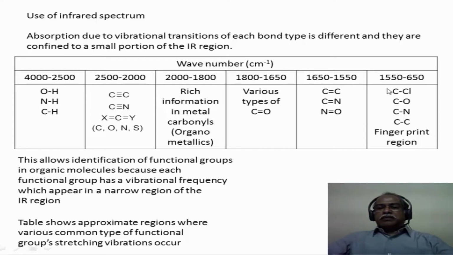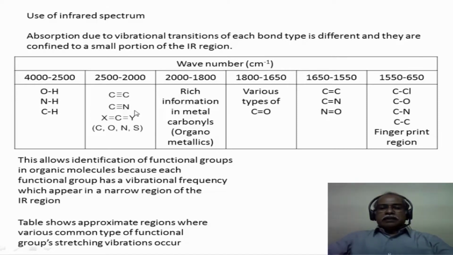The region between 1550 and 650 is actually the fingerprint region. One does not analyze this region in a very detailed manner except to look for some familiar stretching frequencies like the C-Cl, C-O and C-N kind of stretching frequency. One does not look for C-C stretching frequency in this region because invariably organic compounds are going to have C-C stretching frequencies, and it is probably too complicated to analyze this region for a C-C stretching frequency.